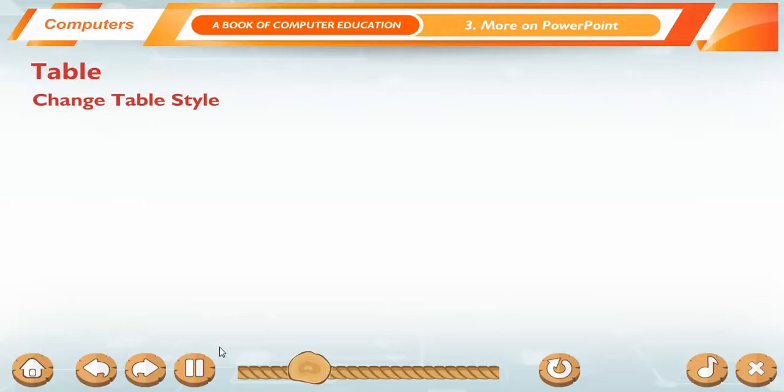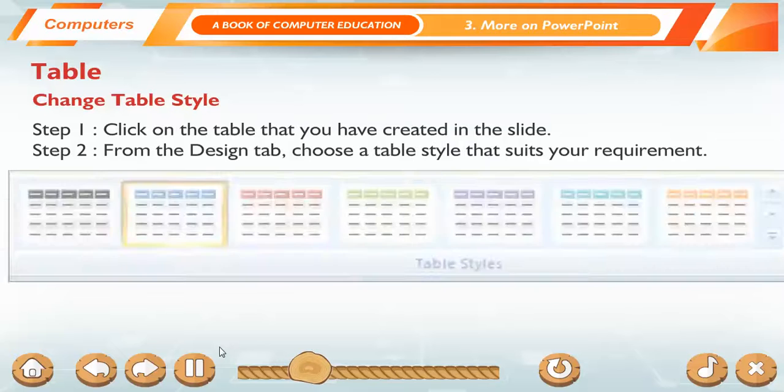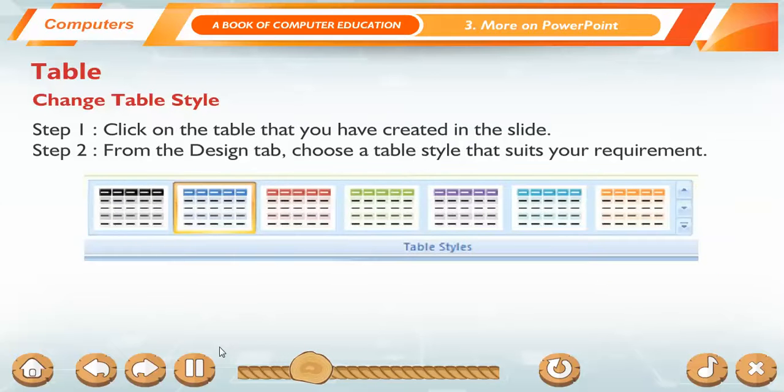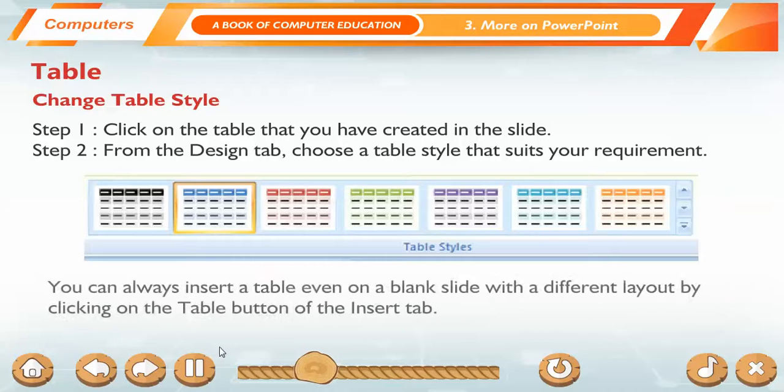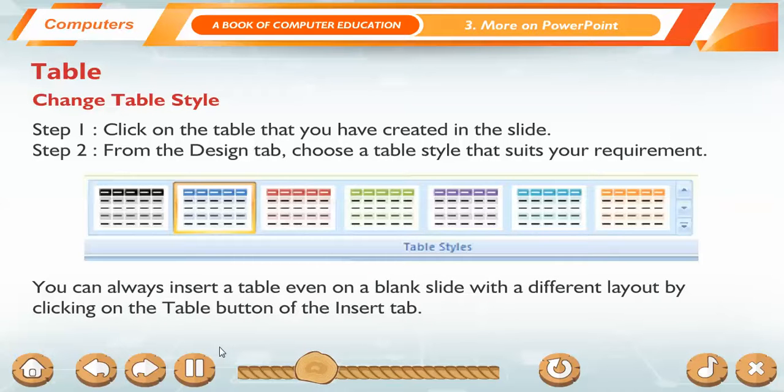Change table style. Step 1. Click on the table that you have created in the slide. Step 2. From the Design tab, choose a table style that suits your requirement. You can always insert a table even on a blank slide with a different layout by clicking on the Table button of the Insert tab.